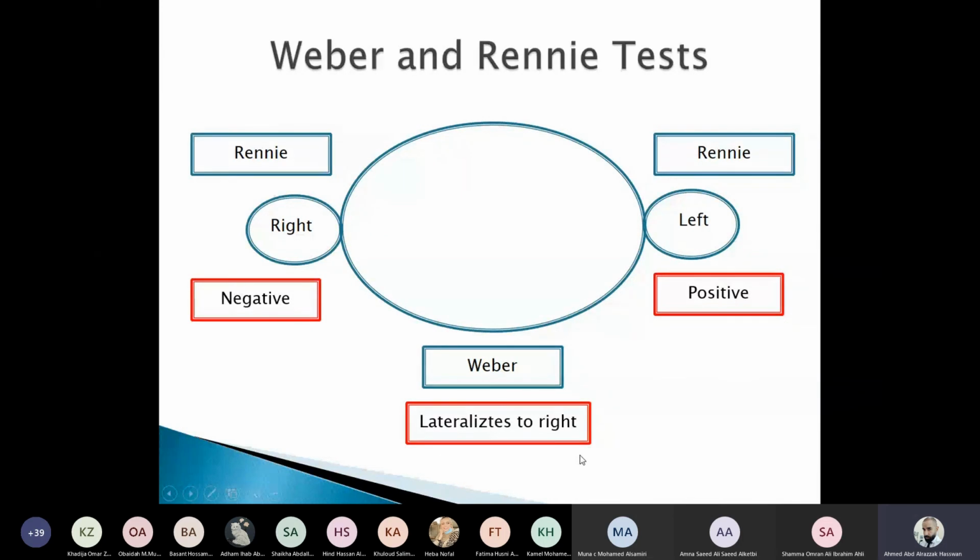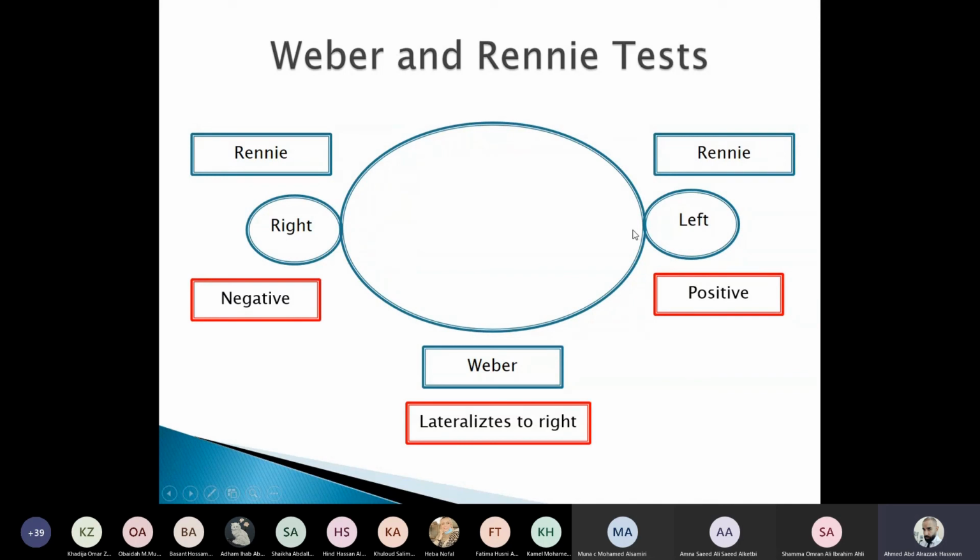Now, how can we understand this? So if on the right side, let's say, or the same side where Weber lateralizes, there is conductive hearing loss, it means that the sound will travel through the bone and it will sound louder for the patient, okay, on this side.